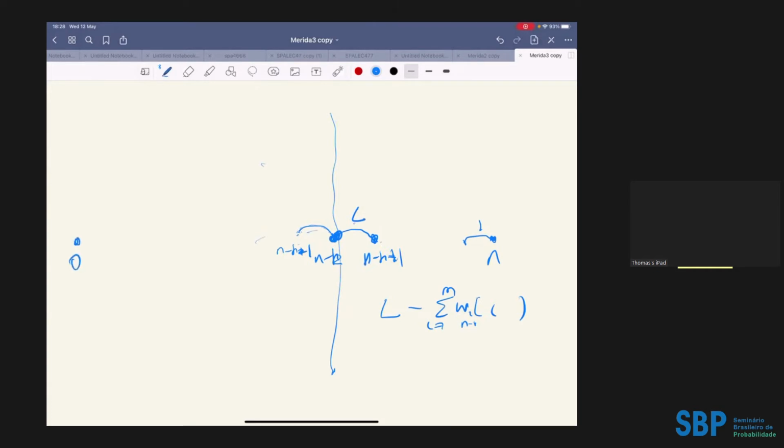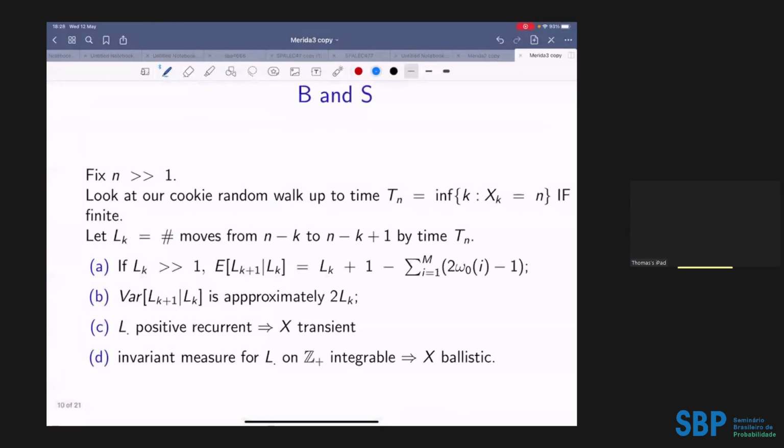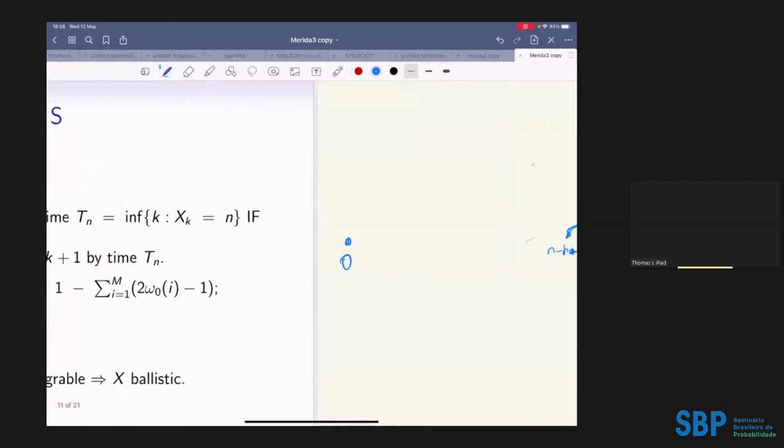You're running it until you've gone to n. So the number of moves you make going from here to here is equal to the number of moves you make going from here to here plus 1. So that's where this very important equation occurs. And from this, you're looking at the variance, and we have this variance, and you can get very good information.